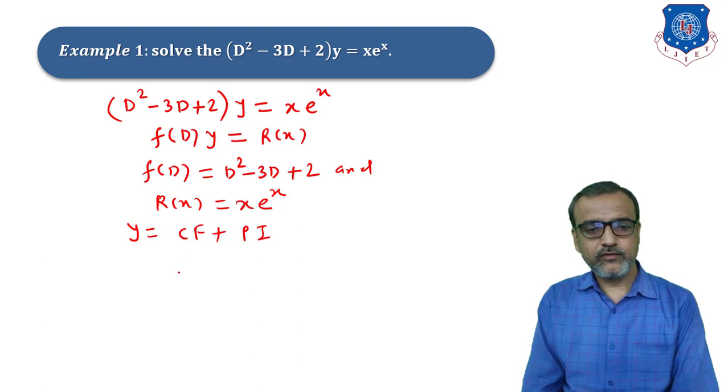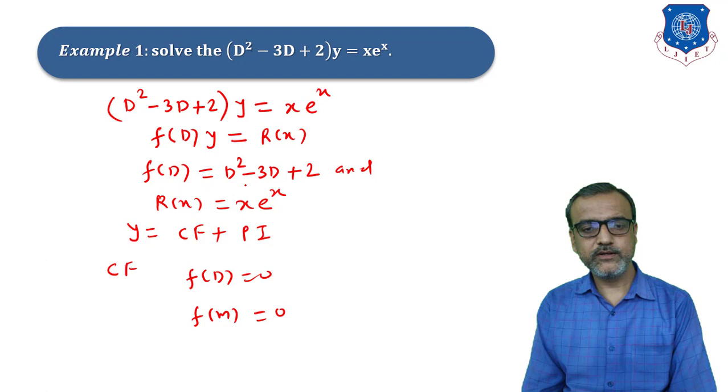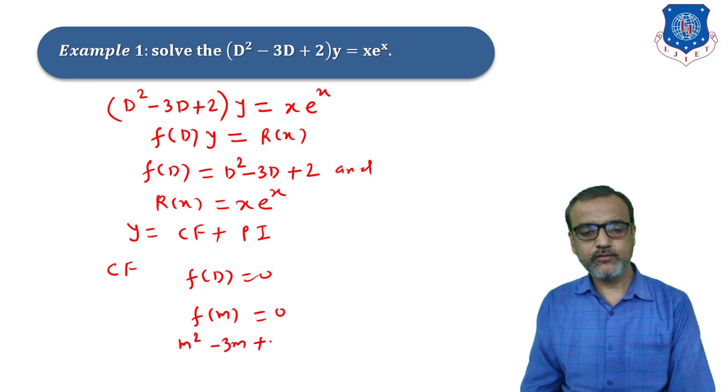So first of all we will find out CF. To find out CF, we will write down f of D equals 0. So we will replace D by m. We have f of m equals 0. Here f of D is D square minus 3D plus 2, so in this equation we replace D by m. So we have m square minus 3m plus 2 equals 0.